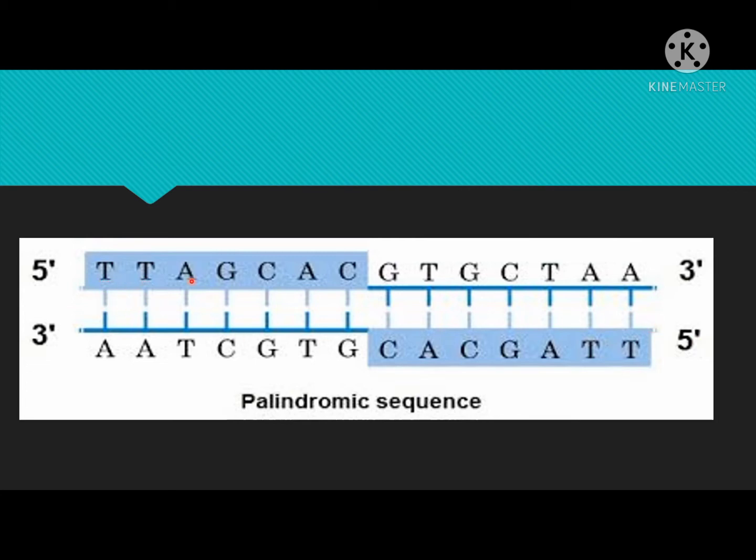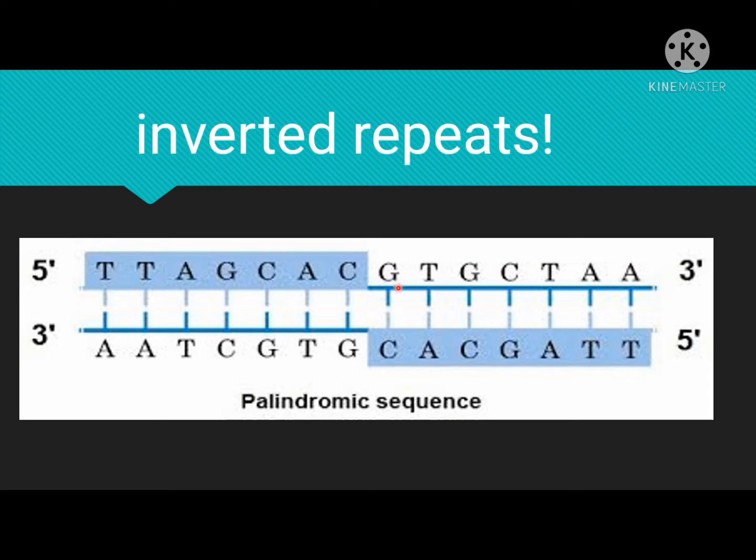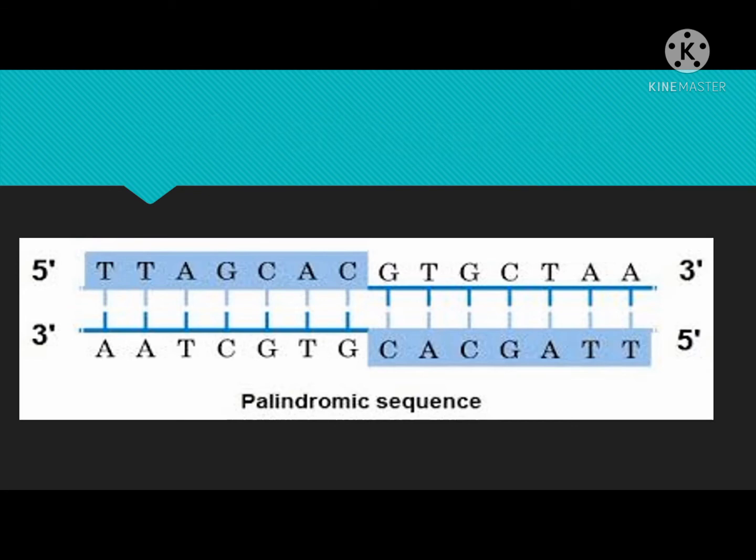T, T, A, G, C, A, C. Here you can see A, A, T, C, G, T, G. So these are the palindromic sequences where the restriction endonucleases act upon.